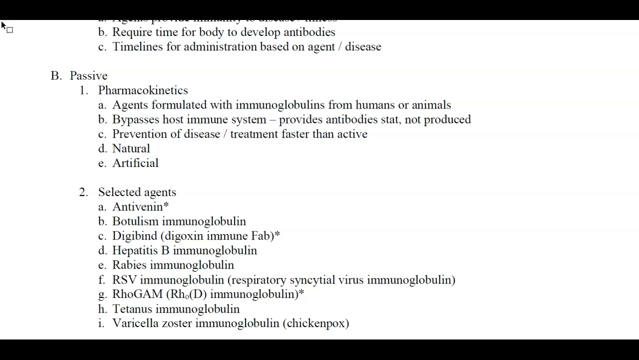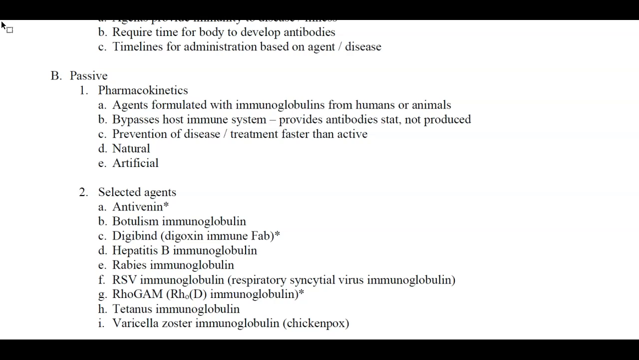These agents are formulated with immunoglobulins from humans or animals, and again this bypasses our own or the host immune system, so this provides antibodies as soon as possible. Again, the antibodies are not produced, they're actually given, so this allows for faster response than active immunity. This is also used for prevention of disease as well as treatment, but faster than the active immunity.